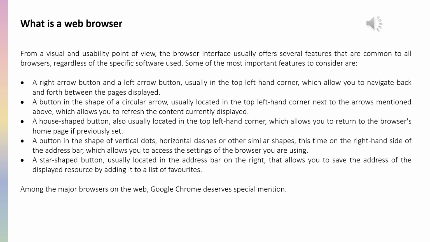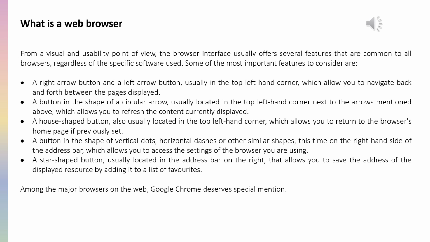A button in the shape of vertical dots, horizontal dashes or other similar shapes, this time on the right-hand side of the address bar, which allows you to access the settings of the browser you are using. A star-shaped button, usually located in the address bar on the right, that allows you to save the address of the displayed resource by adding it to a list of favorites.